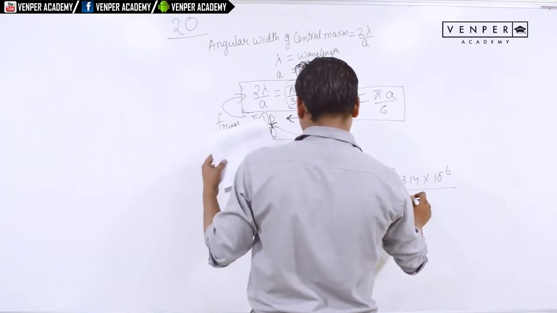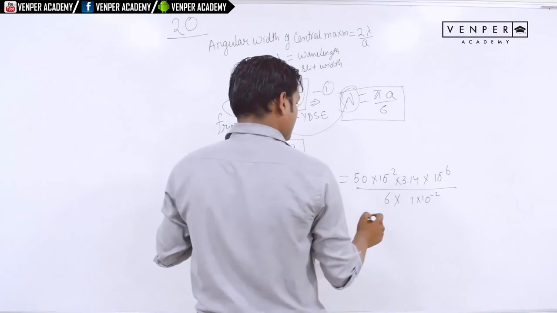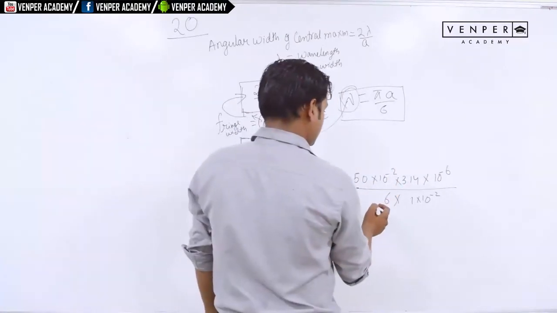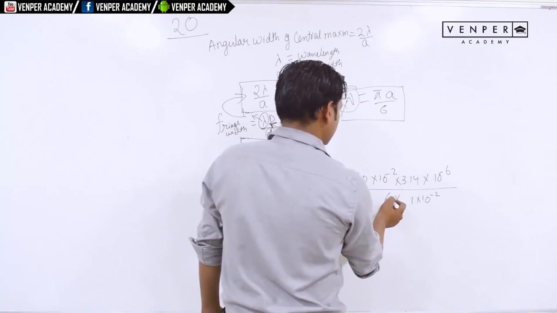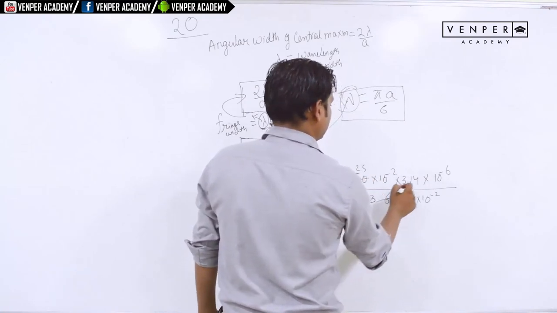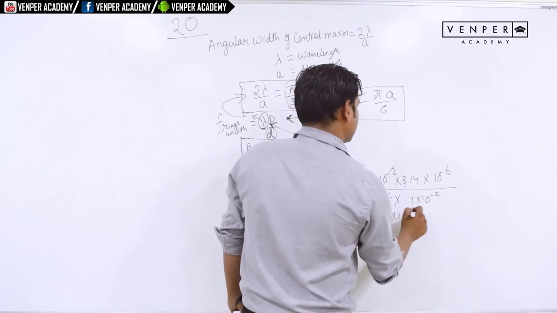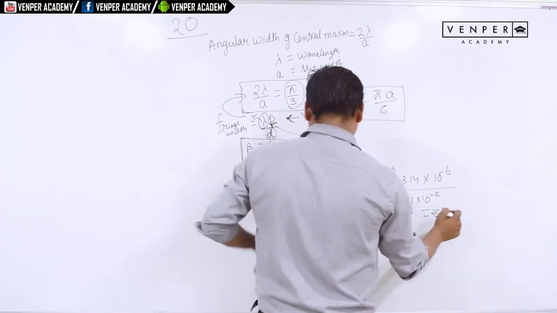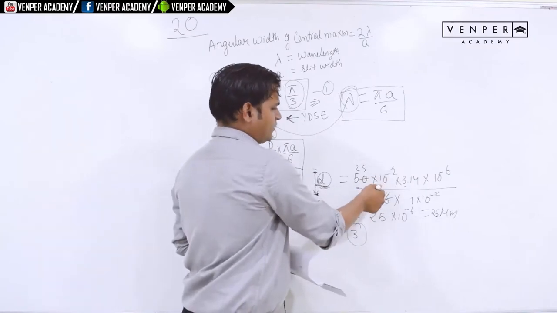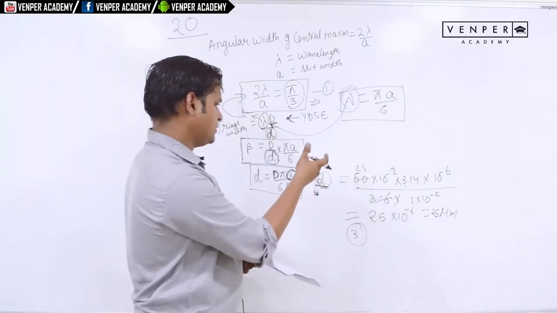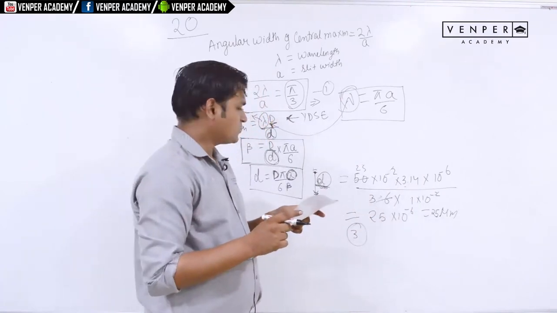and beta is 1 into 10 raised to power minus 2. So these values are given. Just calculate this and you will get the answer. Just do the calculation here. 6 is here, so 25, 3. You will get a value nearly equal to 25 into 10 raised to power minus 6, meaning 25 micrometers. So the correct option is the third one, 25 micrometers. When you cancel this, it is almost equal to 1.05, so you get a value nearly equal to 25 into 10 raised to power minus 6. So the third option is correct.